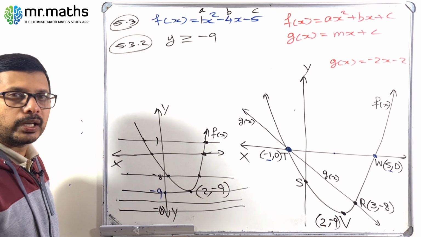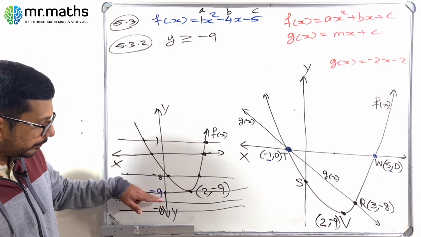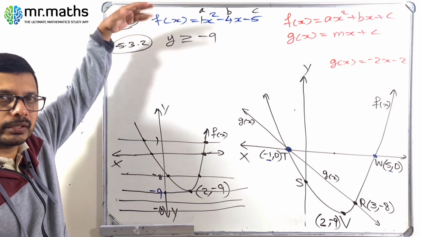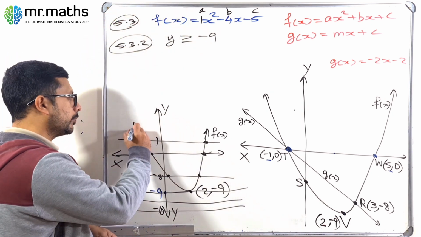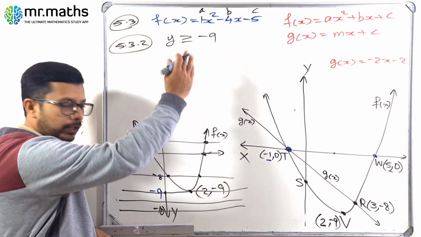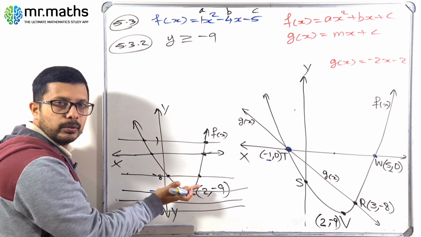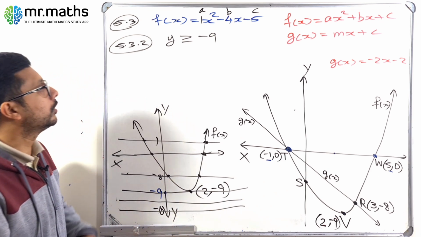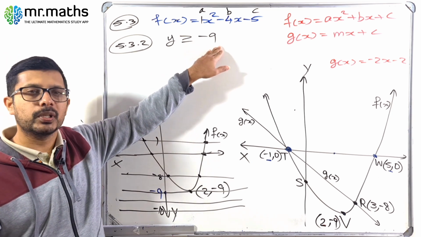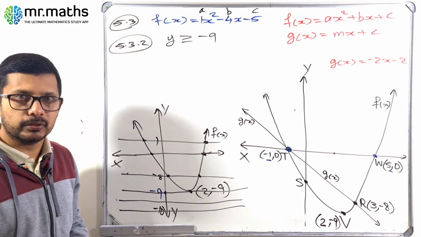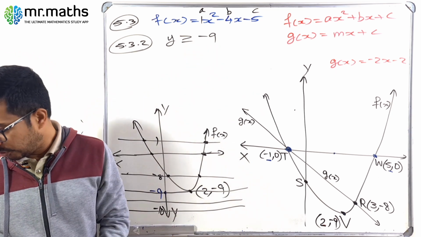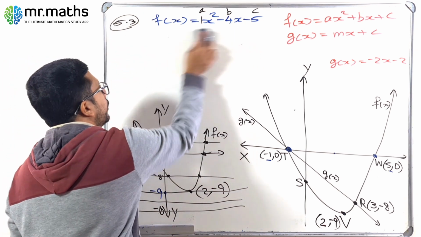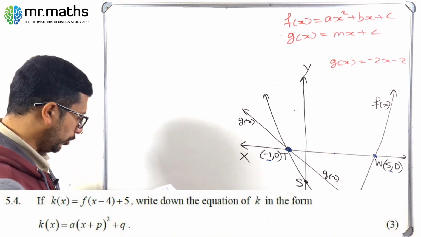What is the question? Range, possible y values. So possible y values are from -9 upwards: -8, -7, like that. There is no limit because the graph is going like this. But you can't take anything below -9. There is no graph there below -9. So the y value must be greater than or equal to -9. That is 5.3.2. Now let's move to 5.4. Next question, question number 5.4.